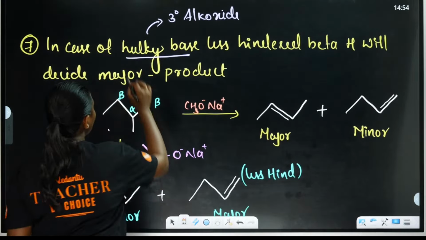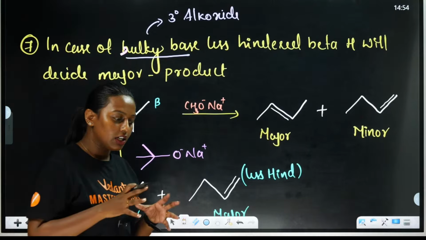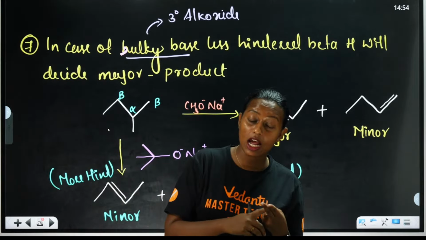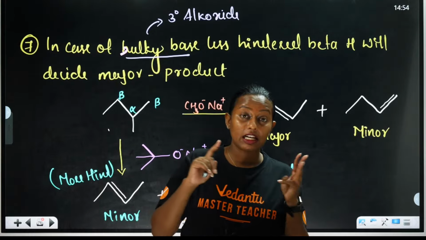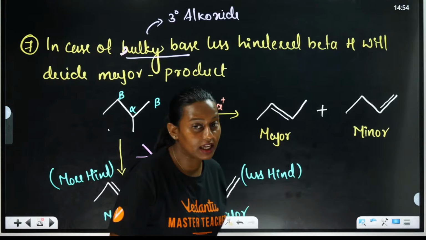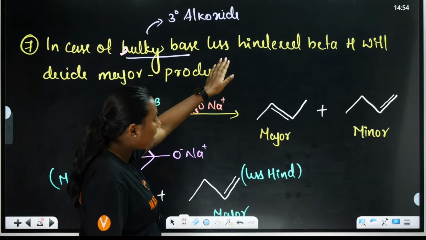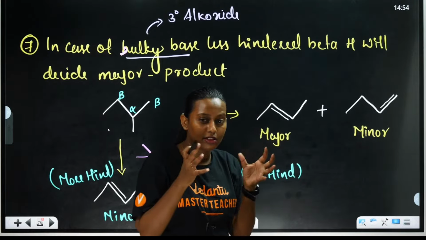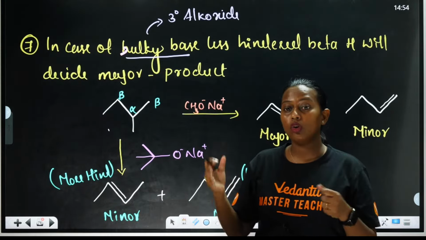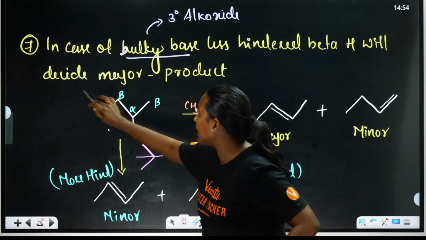In case of bulky base, so primary alkoxide is not a bulky base. When you consider secondary alkoxide, that is also not a bulky base. Tertiary alkoxide is actually a bulky base, okay? So in case of bulky base, tertiary alkoxide means steric hindrance is high. So when you consider less hindered, beta hydrogen will decide the major product.